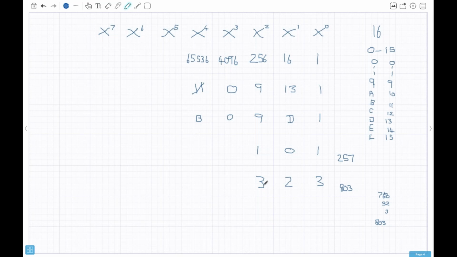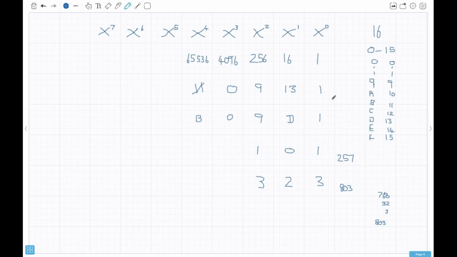So 3 256s, 2 16s, 3 units. And that's basically the essence of hexadecimal mathematics. Hexadecimal mathematics is used quite a lot in the industry. It's used for MAC addresses. It's used a lot in IP version 6 addressing. So in networking, you'll see hexadecimal very, very frequently.